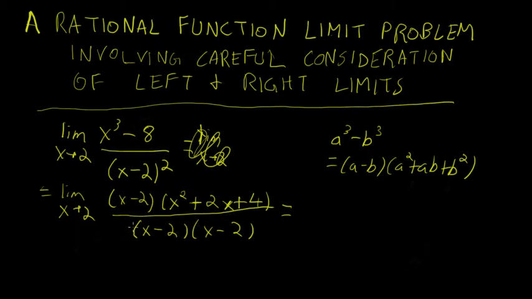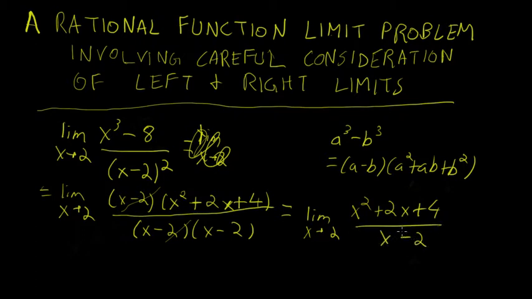So one of these x minus 2's cancels with this x minus 2, and we do not have to worry about division by 0 because we're only concerned with values as x gets close to 2, not 2 itself. So this is the limit as x tends to 2 of x squared plus 2x plus 4 divided by x minus 2.